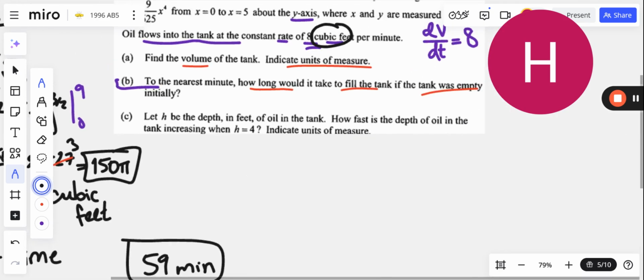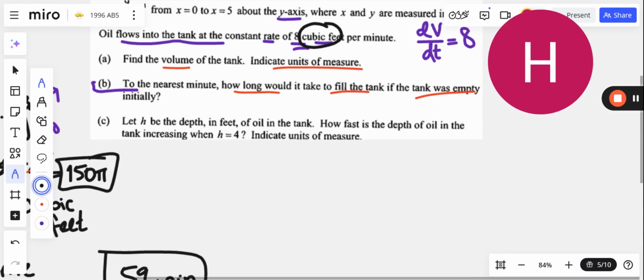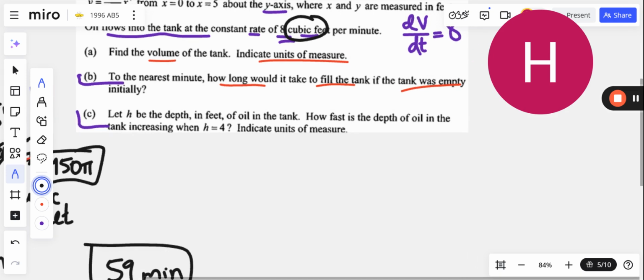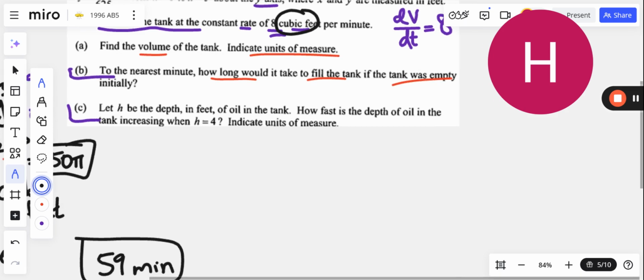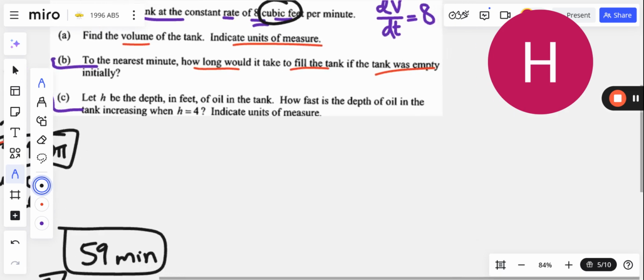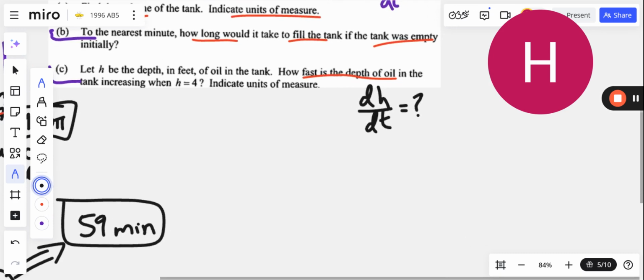Okay, part C. Let H be the depth in feet of oil in the tank. How fast is the depth of the oil increasing when H equals 4? Got it. So they basically want to know the rate. So how fast is the depth of the oil increasing? So this is like dH dt is really what they're looking for, when H is equal to 4.